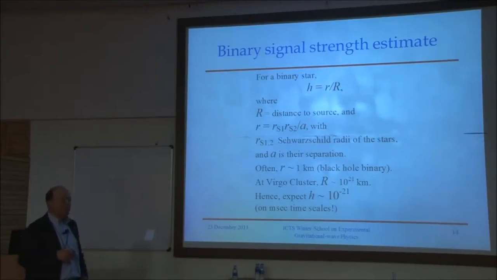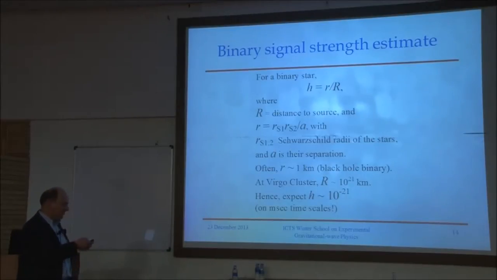The rest of the physics of the second time derivative of the quadrupole moment of a binary star system gives an amplitude that is a combination of these three lengths: the Schwarzschild radius of star 1 times the Schwarzschild radius of star 2. Those are where the masses of the two stars come in, divided by the separation between the two stars. And this is the thing that's shrinking with time. Because it's in the denominator, the amplitude grows with time.